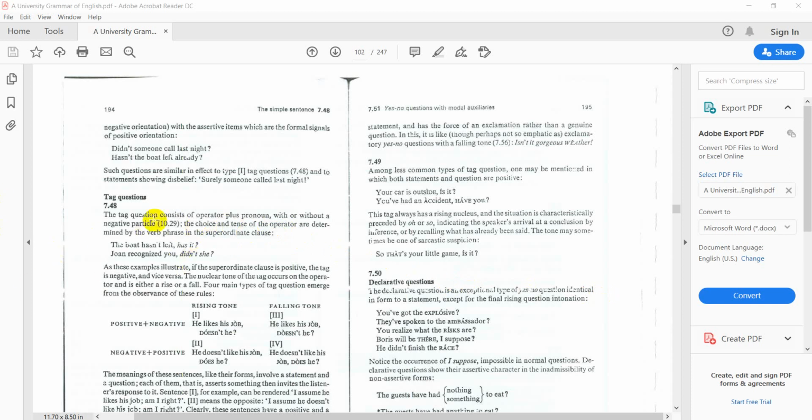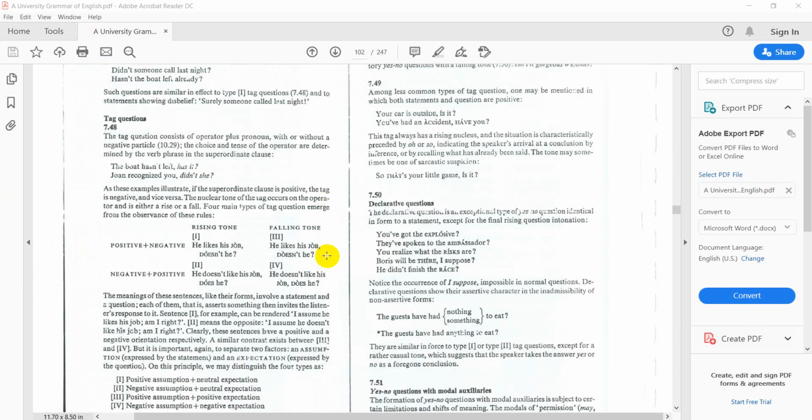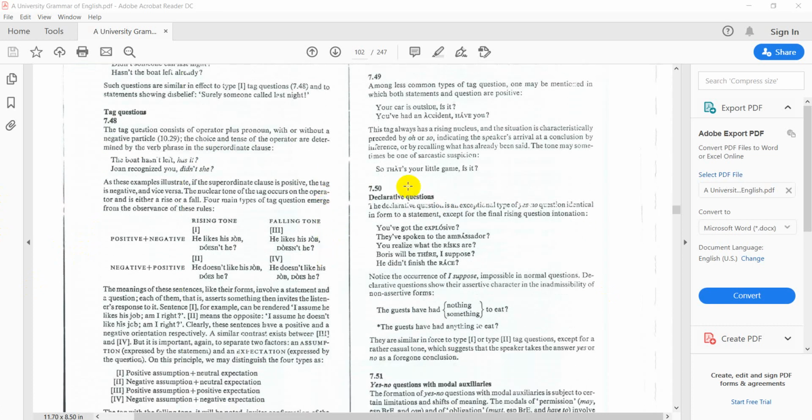Okay. Today we reach tag questions. Tag questions consist of an operator plus a pronoun. This is the operator. This is the pronoun.